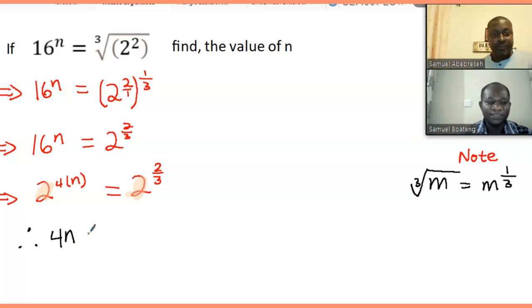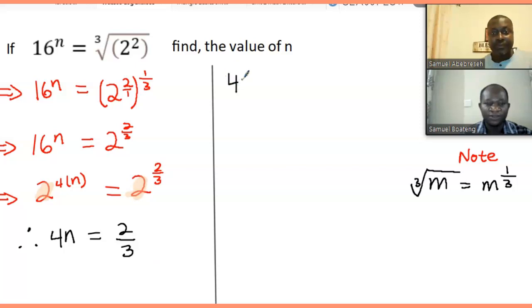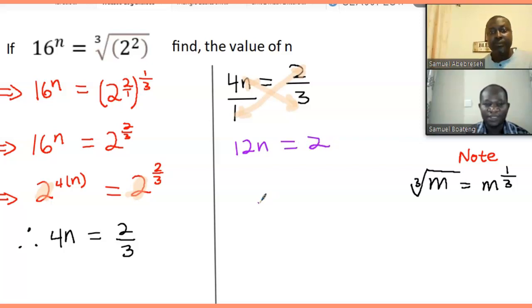4n is equal to 2 on 3, on 1 over 1, 2 on 3. Okay. So we cross multiply. Yes. So 4n times 3 will give you 12n is equal to 1 times 2 will give you 2. And since we want to find n, we divide both sides by 12.